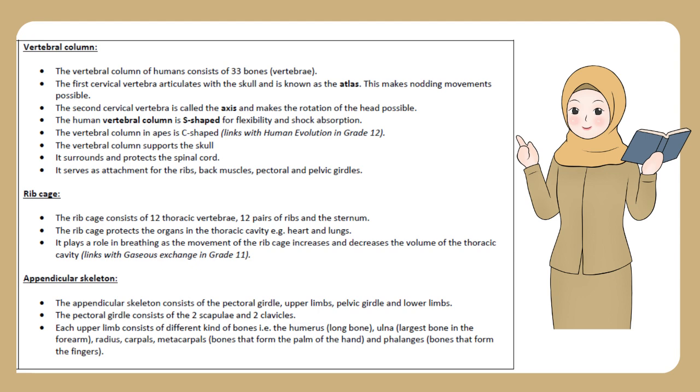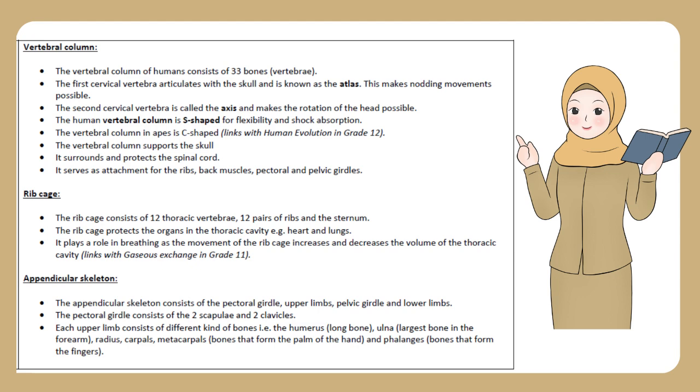The human vertebral column is S-shaped for flexibility and shock absorption. The vertebral column in apes is C-shaped, links with human evolution in grade 12. The vertebral column supports the skull. It surrounds and protects the spinal cord. It serves as attachment for the ribs, back muscles, pectoral and pelvic girdles.